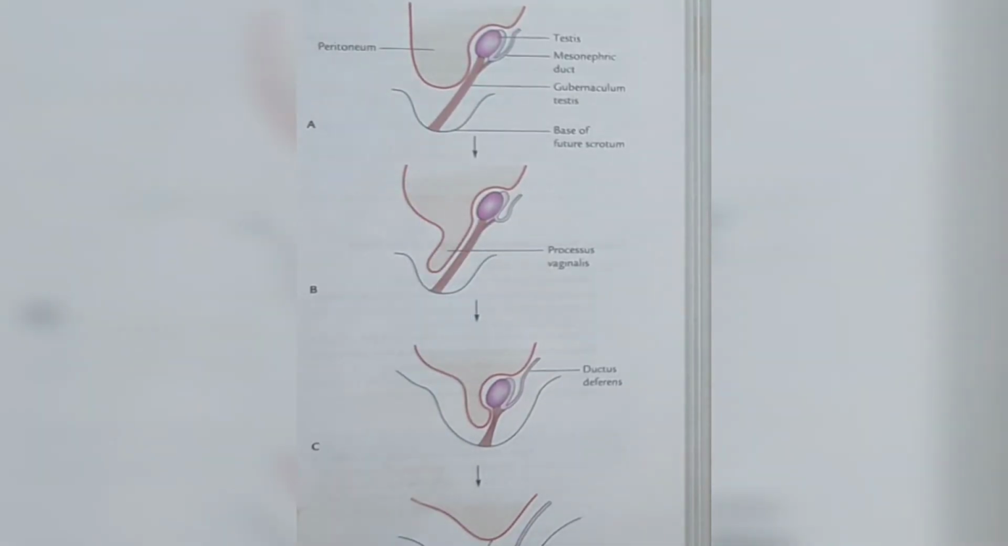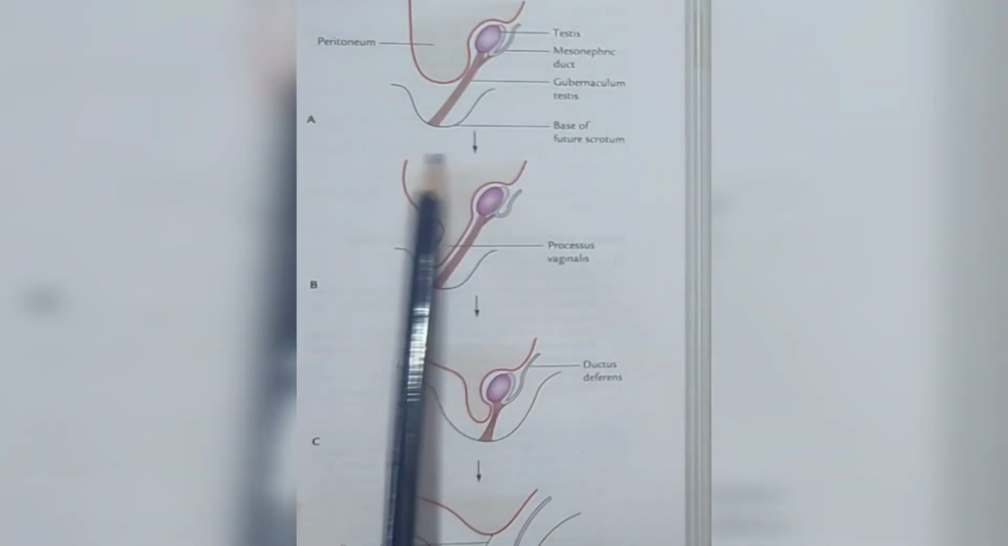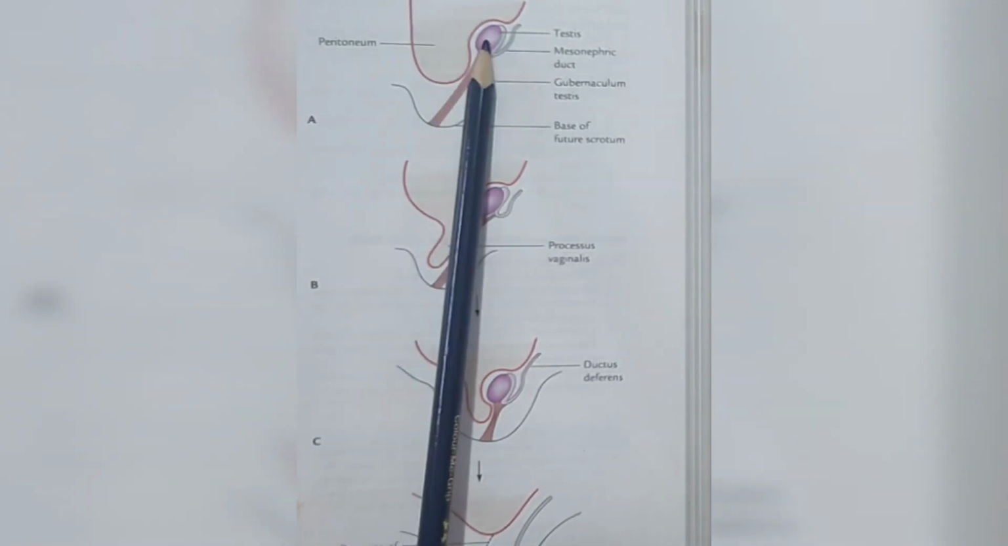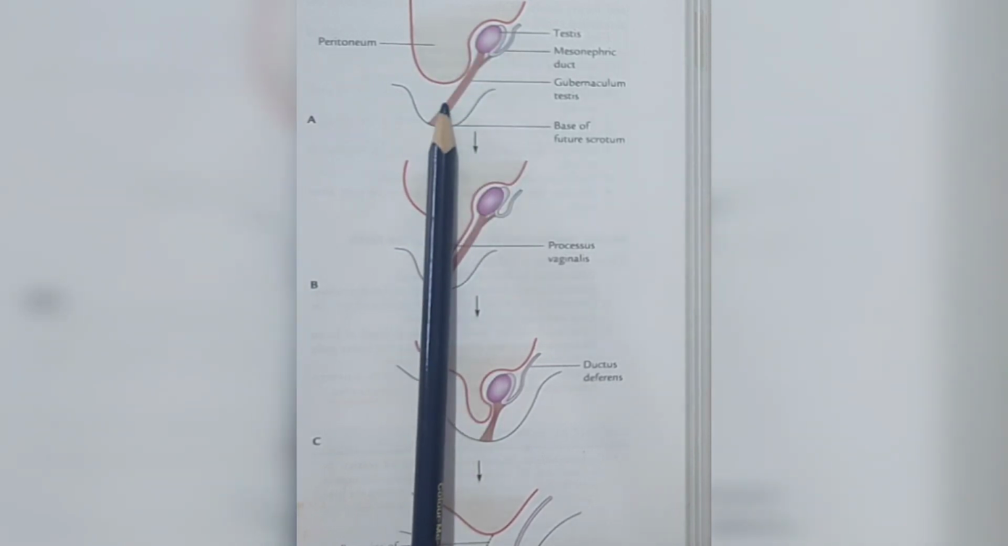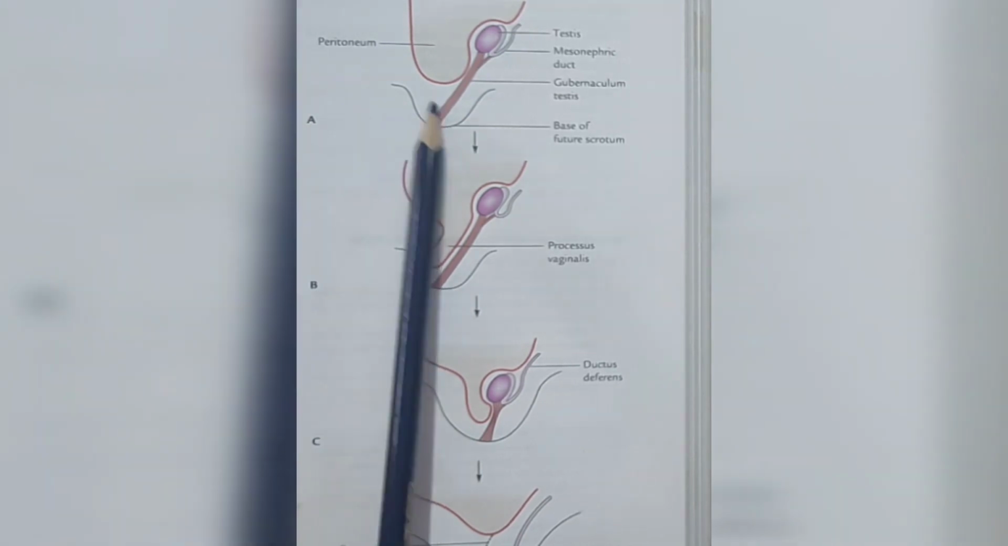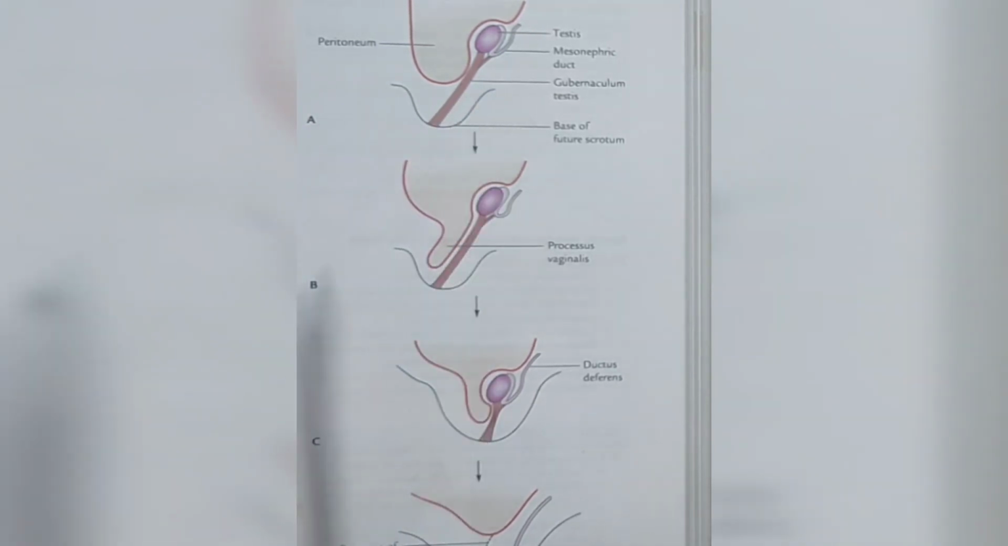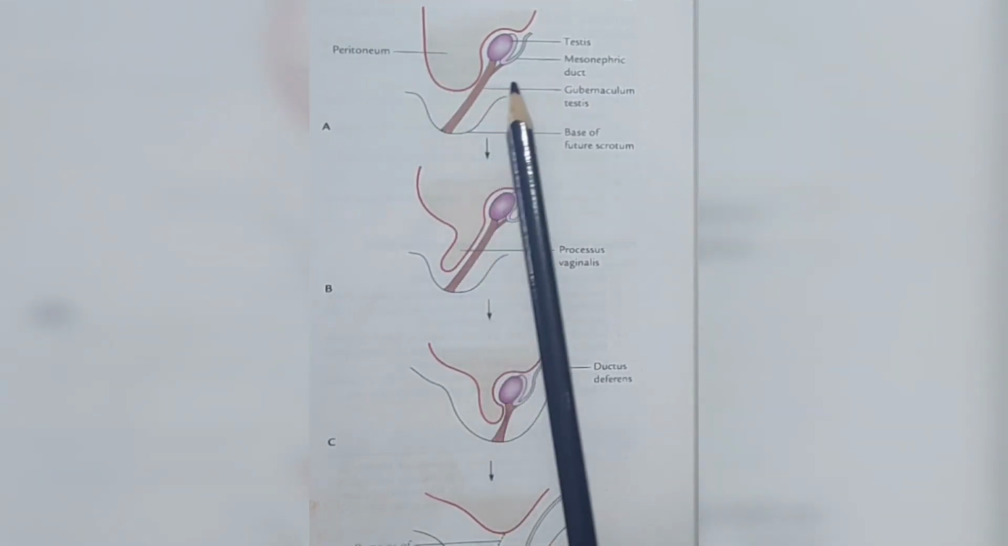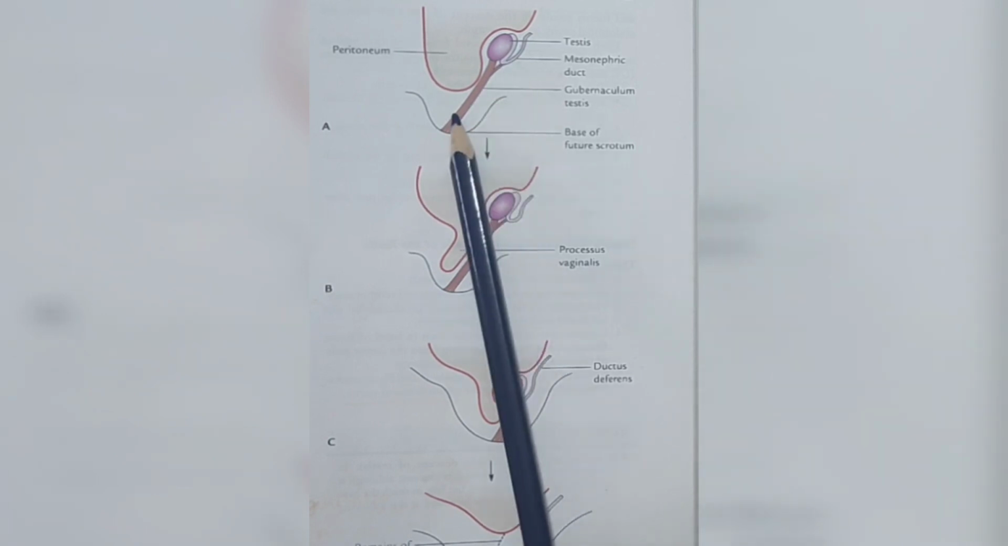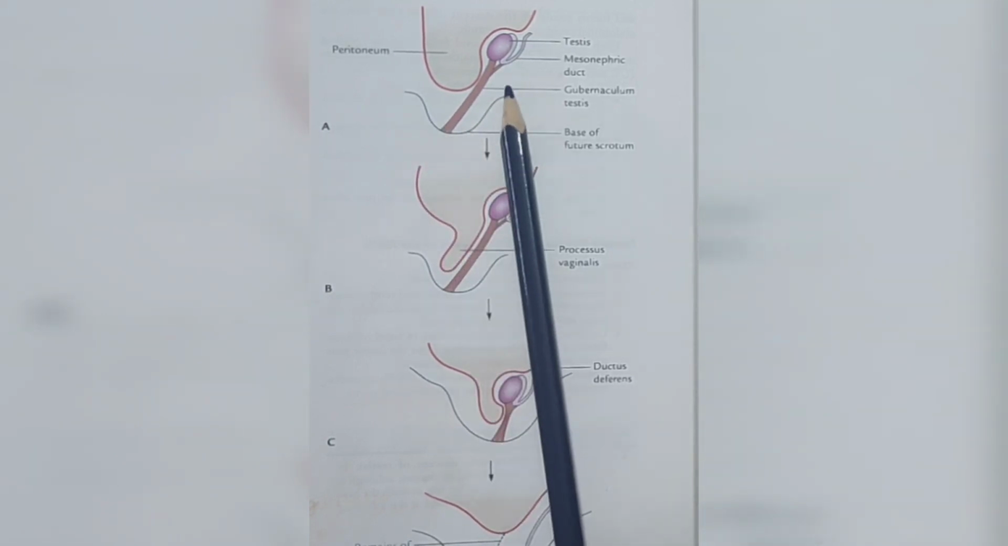Descent of the testis. The testis develops in the intra-abdominal cavity. The only reason is that in the abdomen there's high temperature and that high temperature is not suitable for spermatogenesis to happen. That's the only reason they migrate out of the abdominal cavity into the scrotum. So this is the base of the scrotum. Now in the picture we can see this is the peritoneum, this is the testis, this is the mesonephric duct, gubernaculum testis and the base of the scrotum.